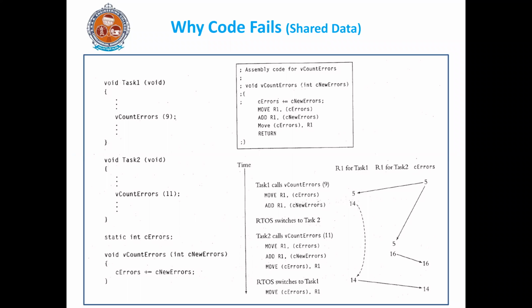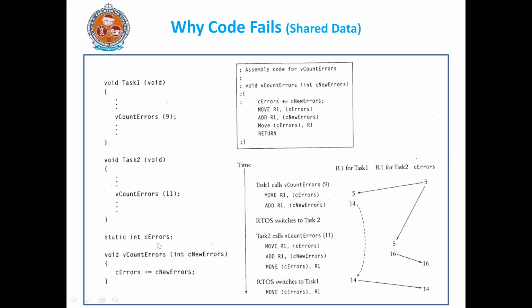So whenever you are writing the code, how does the code fail? Why does it fail? Because of the shared data problem. This is a simple C code. For example, we have two tasks, task 1 and task 2, and you have one static int cErrors.